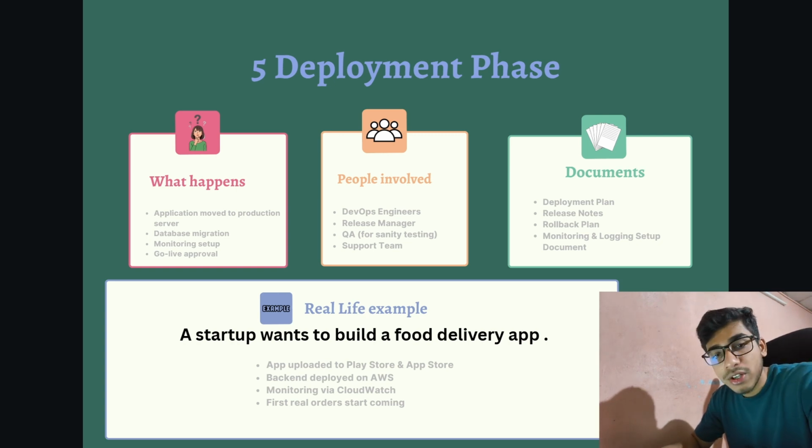And then we need continuous monitoring and logging to check that everything is up and working and there is no issue. In a real life example, the app is uploaded to the App Store or Play Store, the backend is deployed on AWS, and you're using CloudWatch to monitor the logs, and we can actually see the real orders happening for the first time. So yeah, we are done with the deployment phase now.